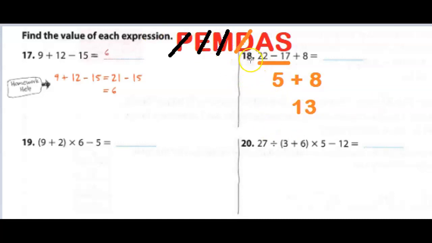Remember, your answer should look almost like a carrot at the end, right? So if you're doing a carrot, you're right. This is how you show your work. So our first answer is 13.